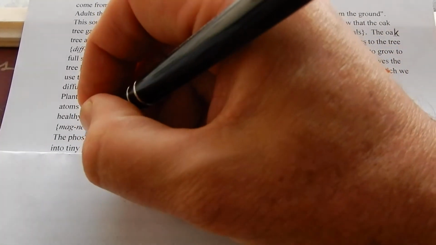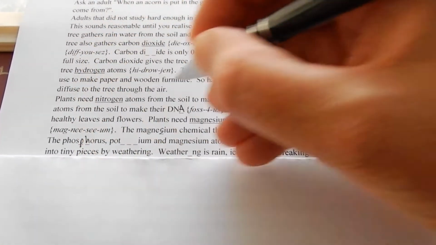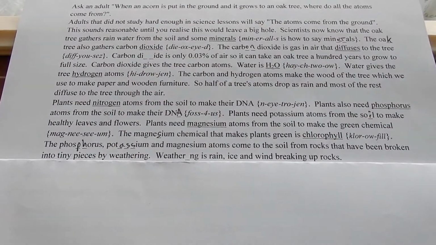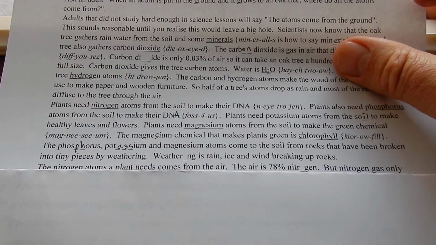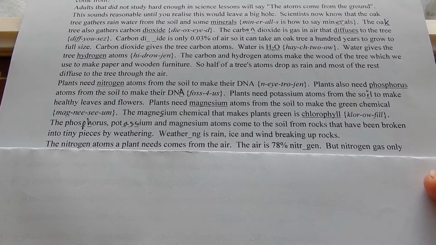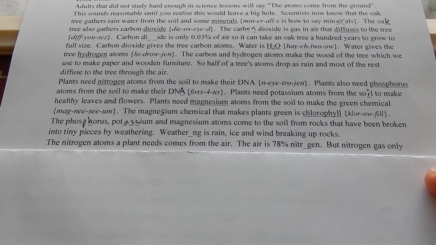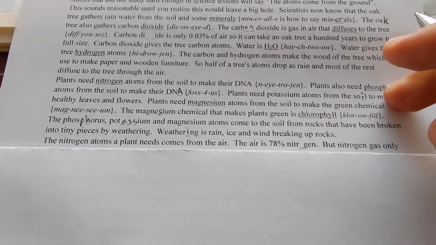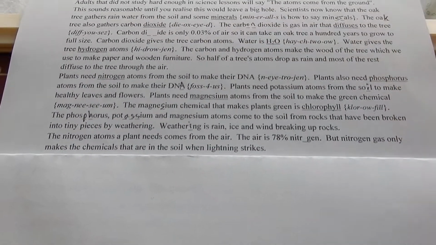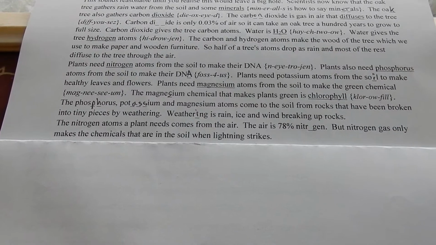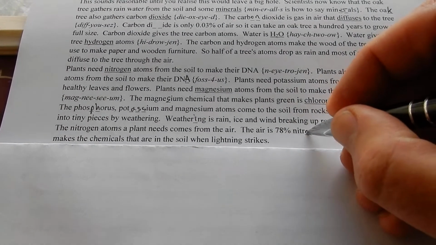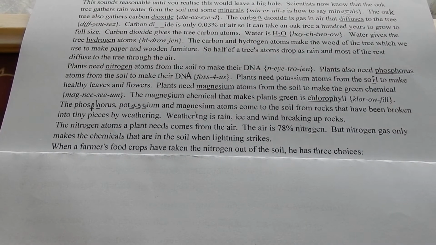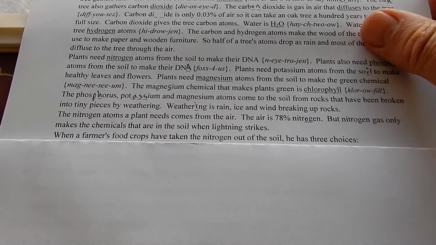The phosphorus, potassium and magnesium atoms come to the soil from rocks that have been broken into tiny pieces by weathering. Weathering is rain, ice and wind breaking up rocks. The nitrogen atoms a plant needs come from the air. The air is 78% nitrogen. But nitrogen gas only makes the chemicals that are in the soil when lightning strikes.